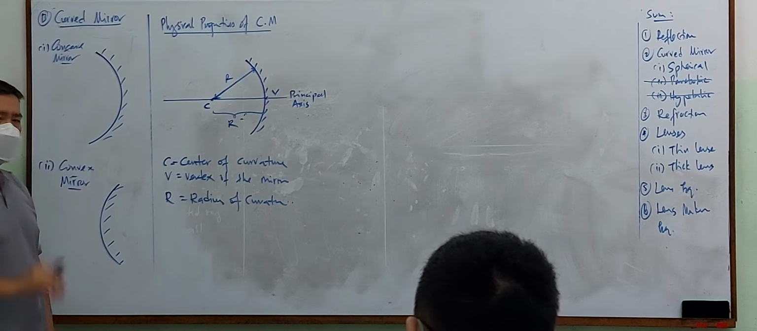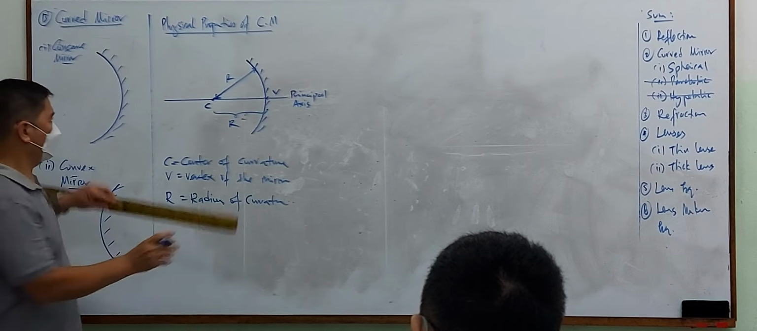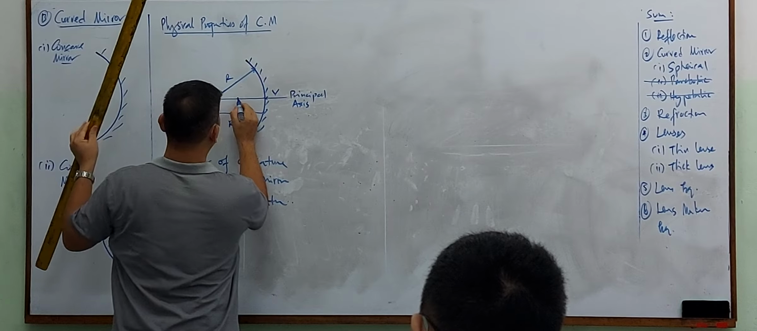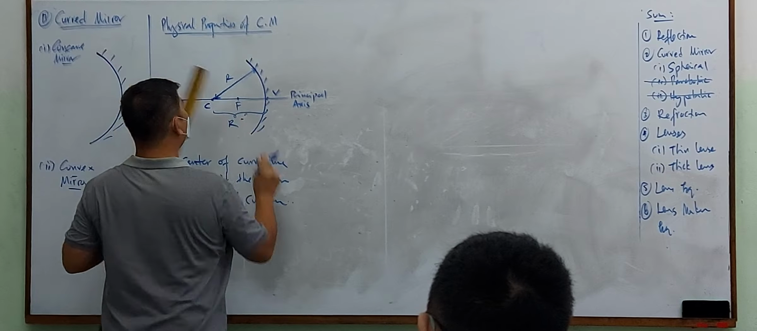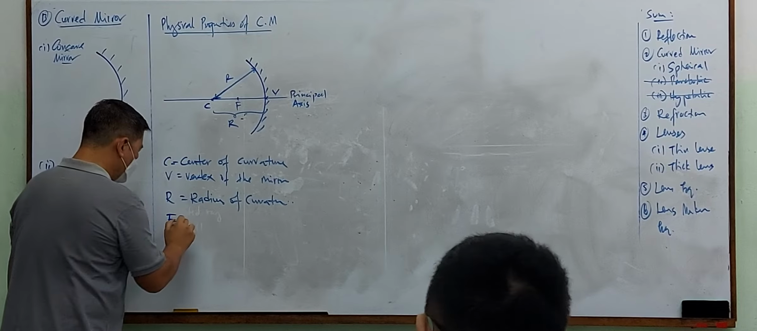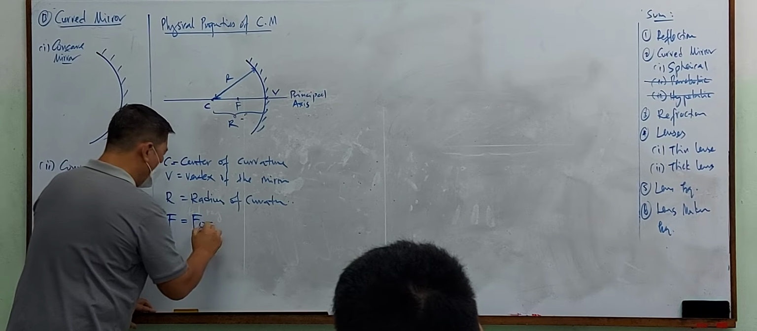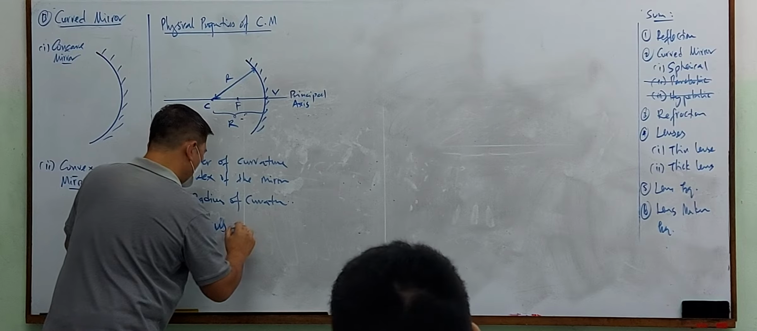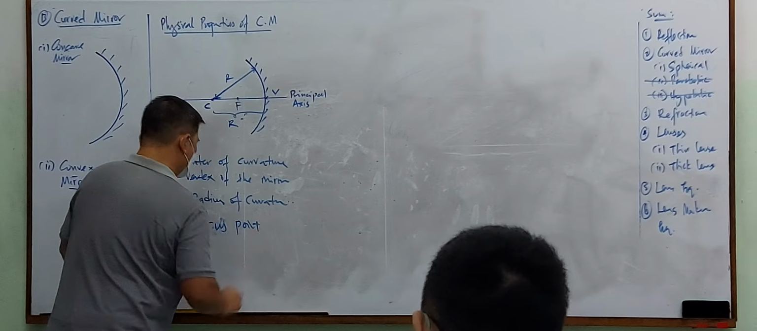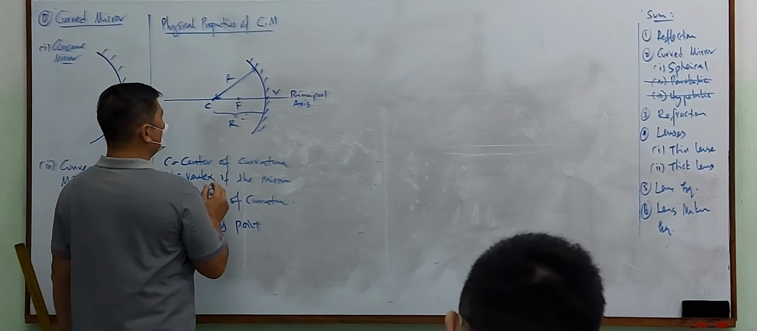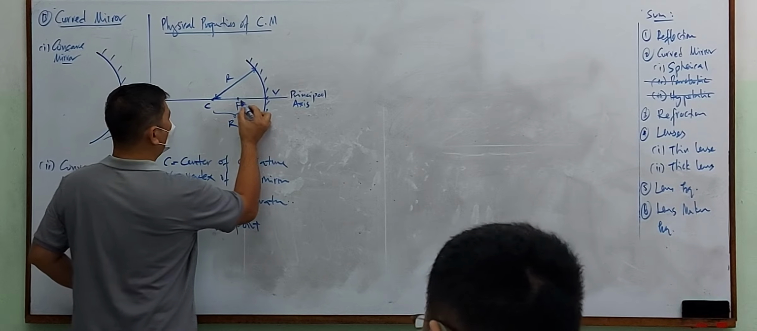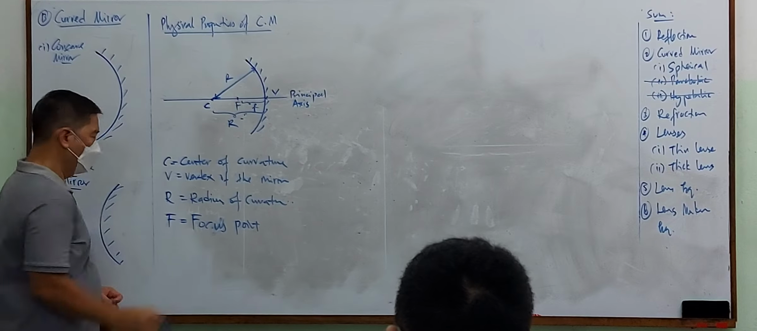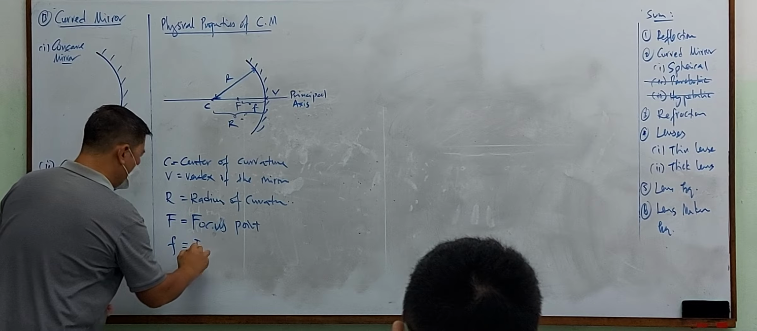Now, somewhere in between the C and the V, midway between the C and the V, from here to here, let's say this one, this is called the F. Okay? So the F, this one is the focus point. Okay? Focus point. And the distance from F to V, this one have a small symbol f. We call that one the focal length.